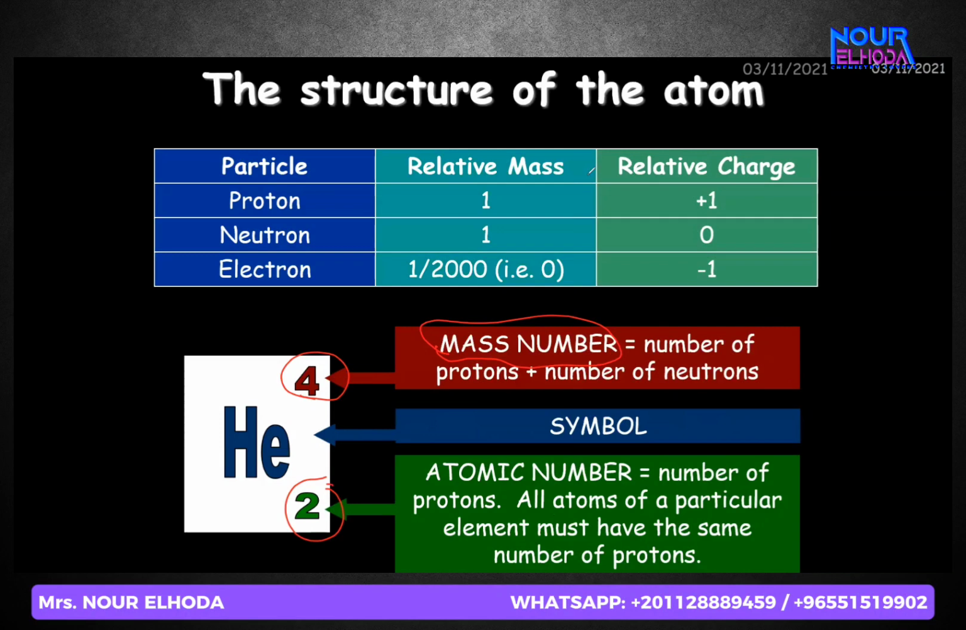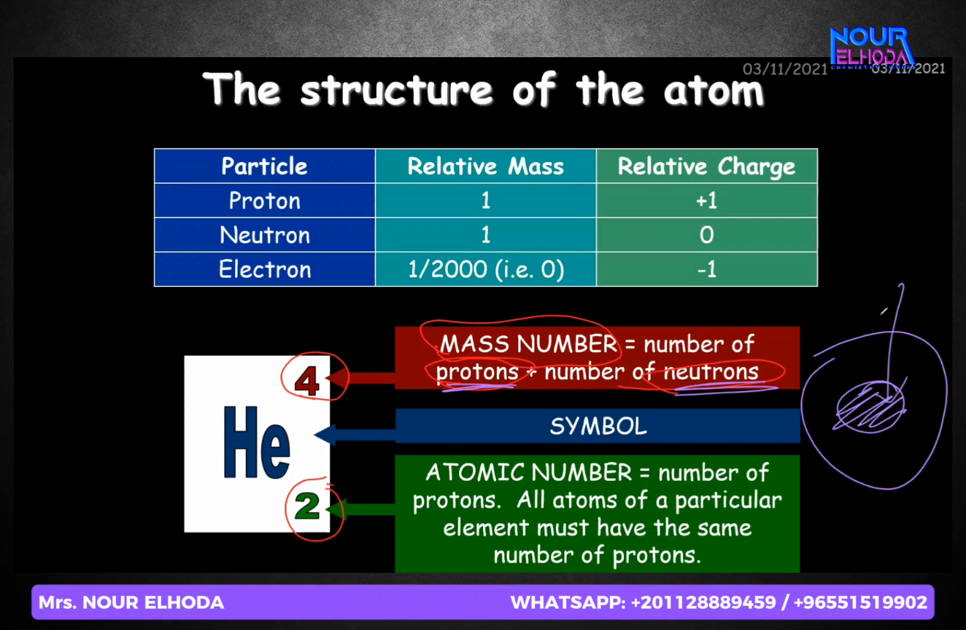Once I add the protons to the neutrons, because we said at the beginning, in any atom, all the mass is concentrated inside the nucleus. So what's found inside my nucleus? Protons and neutrons. That's why when you add the protons and the neutrons, it will give you the mass number. Right.